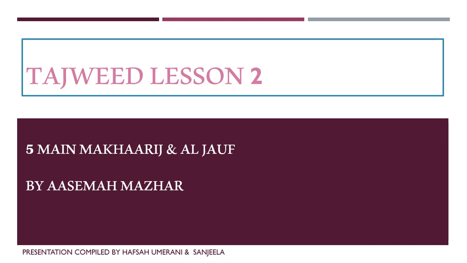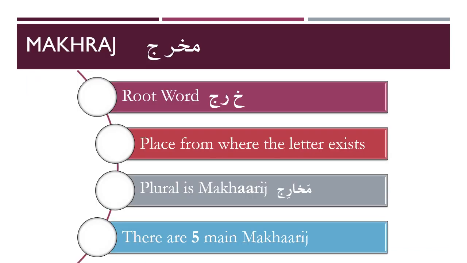Inshallah, in today's lesson we'll learn about Makhraj. The Arabic word Makhraj is derived from the root word kha, ra, jim, which means exit. In Tajweed terminology, Makhraj means the place from where the letters exit upon pronunciation. Makharij is the plural of Makhraj. There are 5 main Makharij.